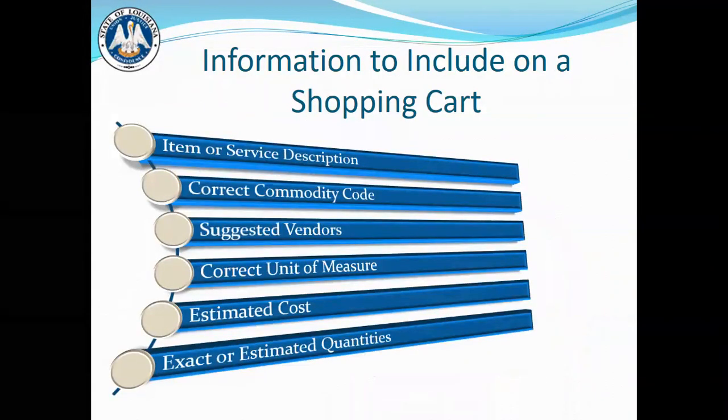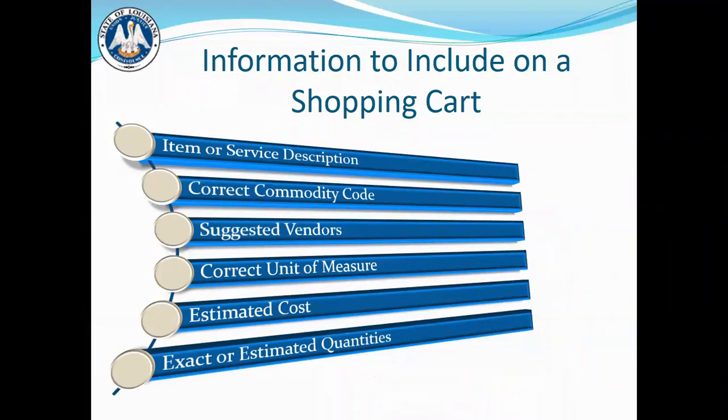Information that you should include on a shopping cart: item or service description, correct commodity code, suggested vendors, correct unit of measure, your estimated cost, exact or estimated quantities.